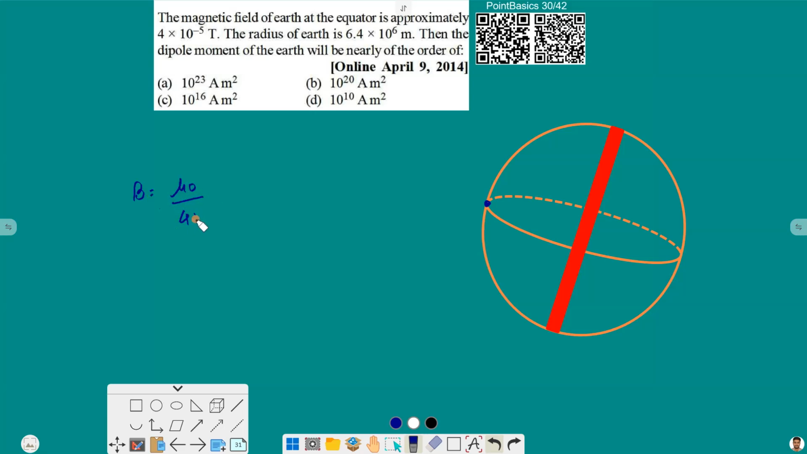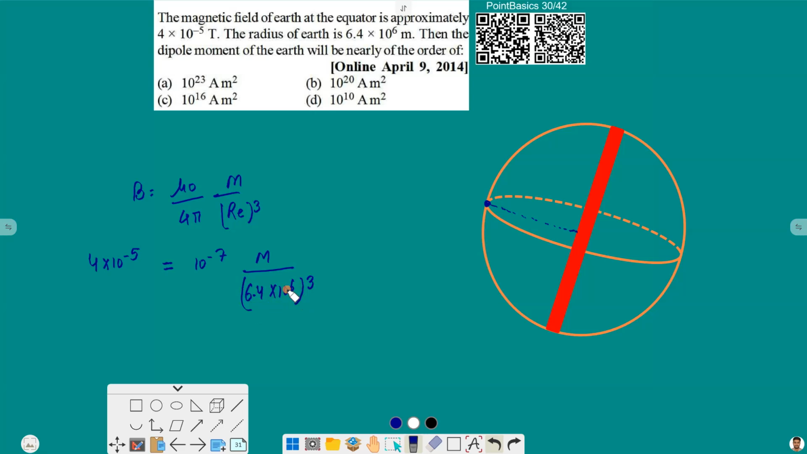mu naught by 4 pi, M by distance cube, and that distance is this distance, but here we will take the radius of Earth as the distance. So R_E cube. So this will be, the value is given to us, 4 into 10 raised to power minus 5, equal to 10 raised to power minus 7, M as it is, and we have (6.4 into 10 raised to power 6) cube.